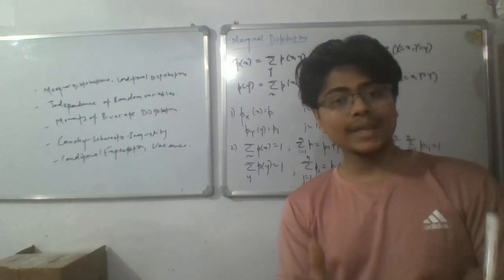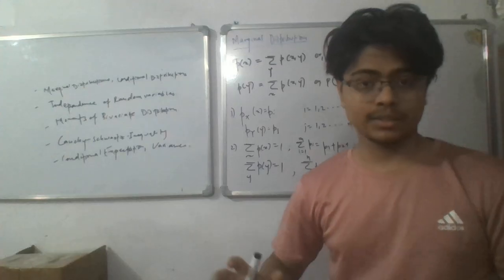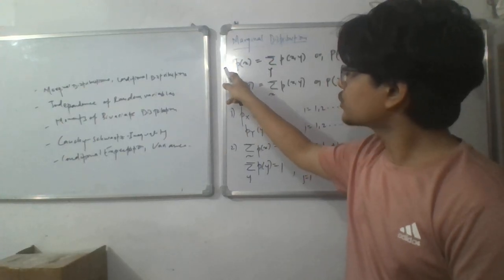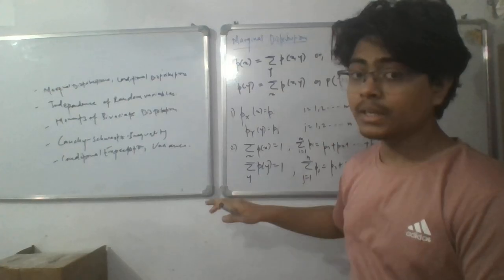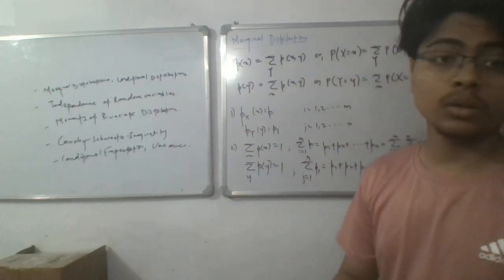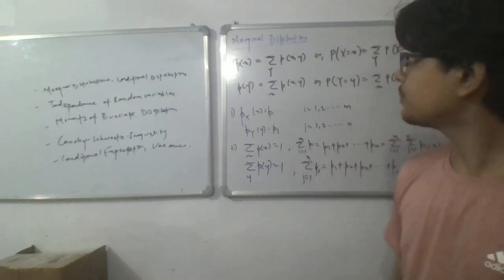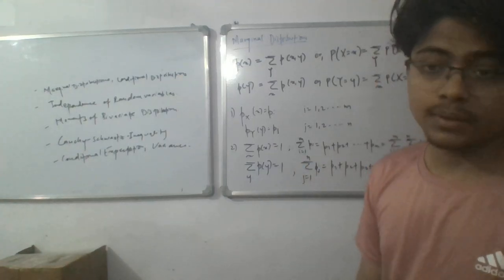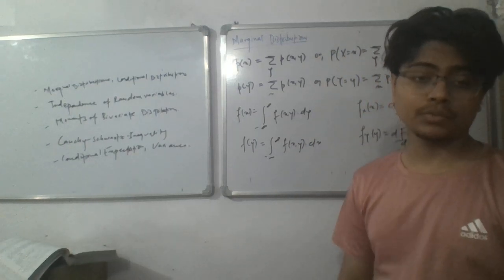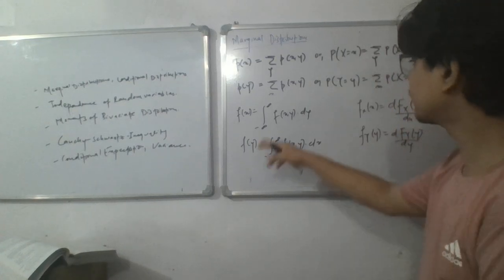It means y is taken constant, and x is summed over all of it. If we have the marginal distribution or marginal probability of x, it means x is a constant, and we have to sum up over y. So this is the concept of marginal distribution.